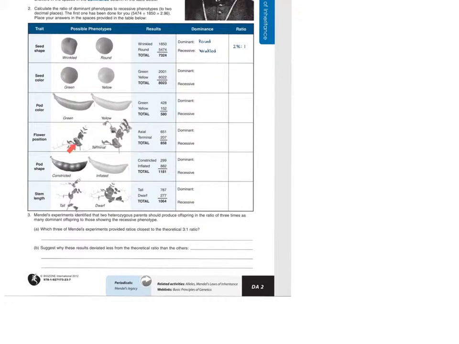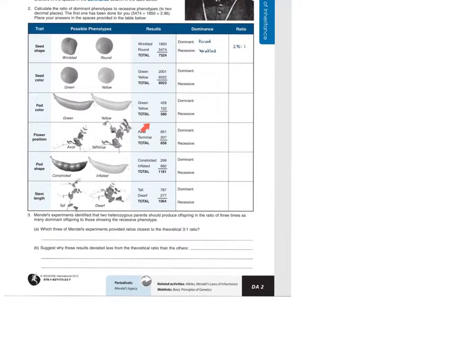Some were axial and some were terminal. In other words, axial meaning at the axis, right? And others were at the terminal, so they were at the end, right? And some were constricted so that you saw, from the pea pod, the little peas inside. Others were inflated, so you couldn't tell where the peas were in the pea pod. And he looked at stem length. How long were the stems? Were they short? If they were short, he called them dwarves. And if they were long, he just called them tall, right? And he just counted them.